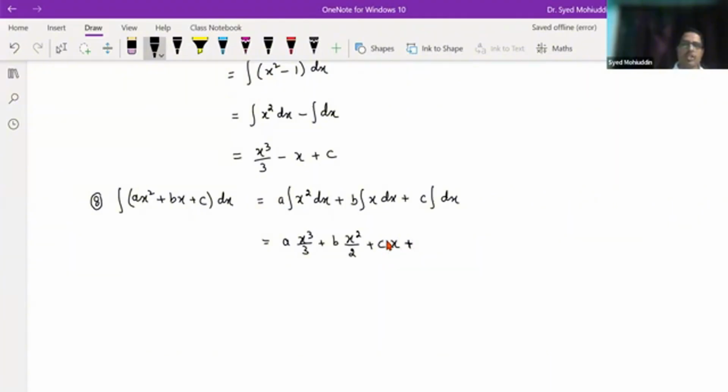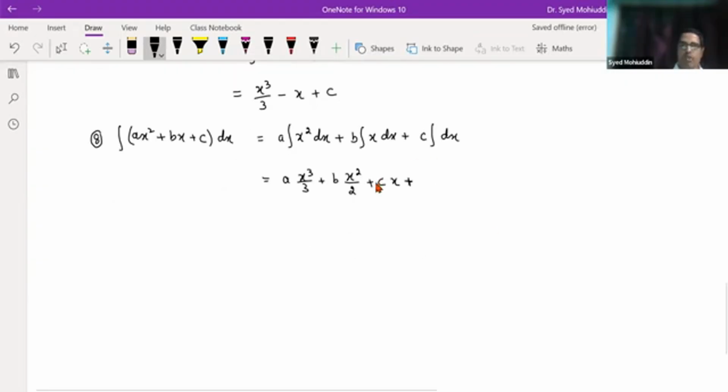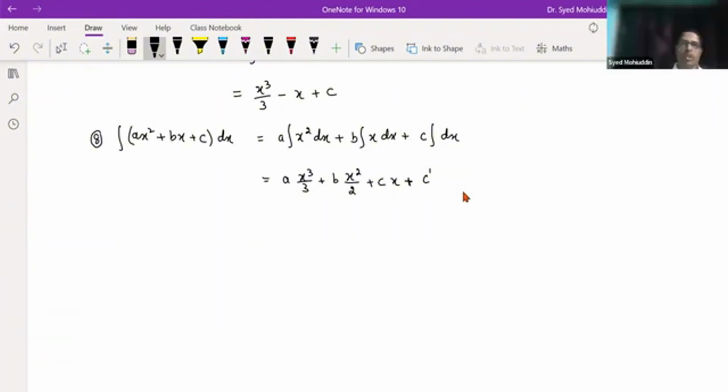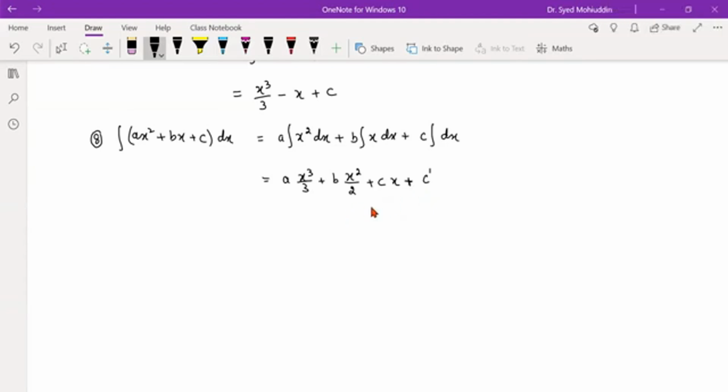But the constant of integration c is already there, right? Then what will you do for the constant of integration? If c is already there, what to add? Just put it as c dash, some constant you have to add, no? c1 or c dash, something you can put there as the constant of integration, because c is already utilized there. Just avoid repeating that one. So this will be the required solution.